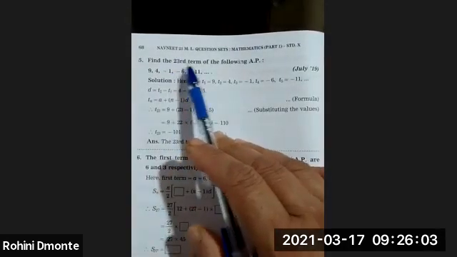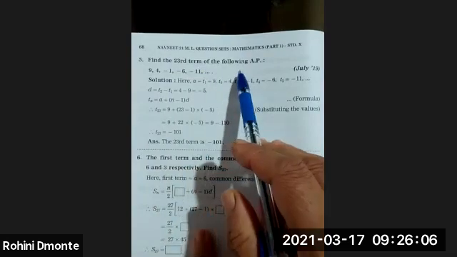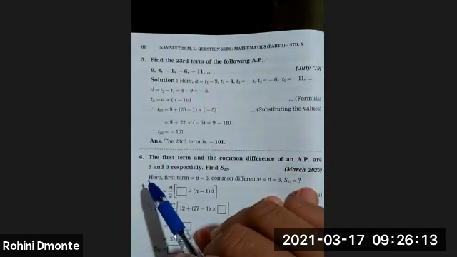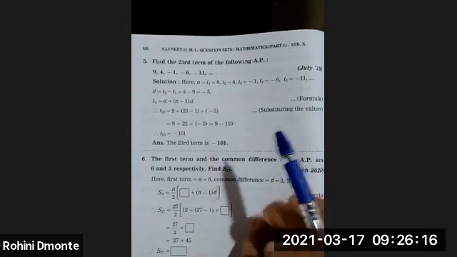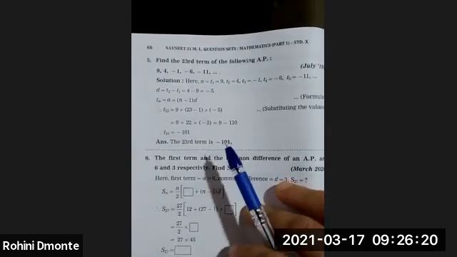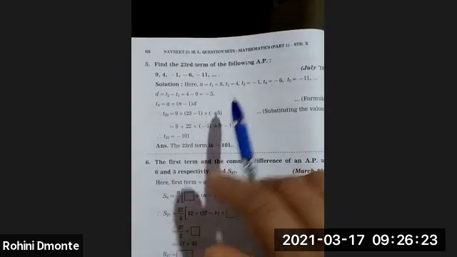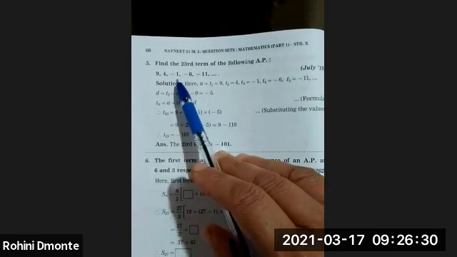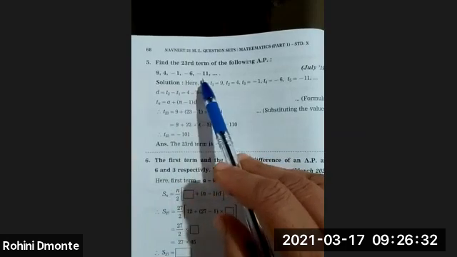Find the 23rd term of the following AP. See, look here, it is already given that the sequence is an AP. Means if the given sequence is an AP, obviously the common difference is going to come the same only. So first of all, write given, that is T1 is equal to 9, T2 is equal to 4, T3 is equal to minus 1, T4 is minus 6, T5 is minus 11, and so on, right?